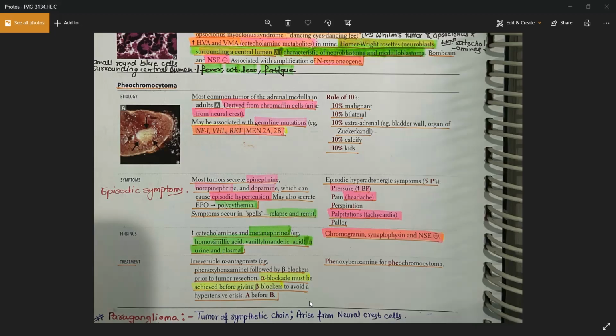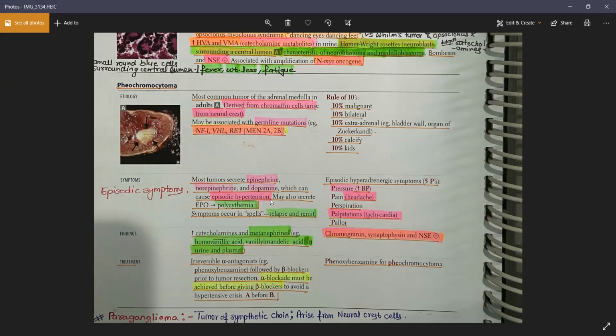Okay, so all of these tumors can secrete erythropoietin, and that can cause polycythemia. It is very important to note that the hypertension is not continuous. It is not a chronic type of hypertension. It is always episodic. It comes in waves, and then it will just go.